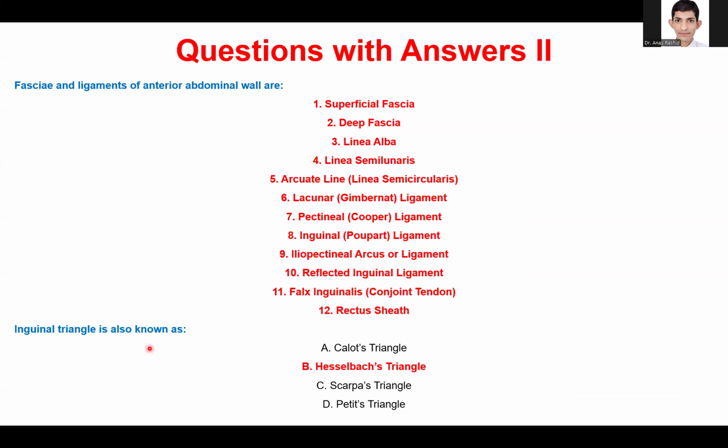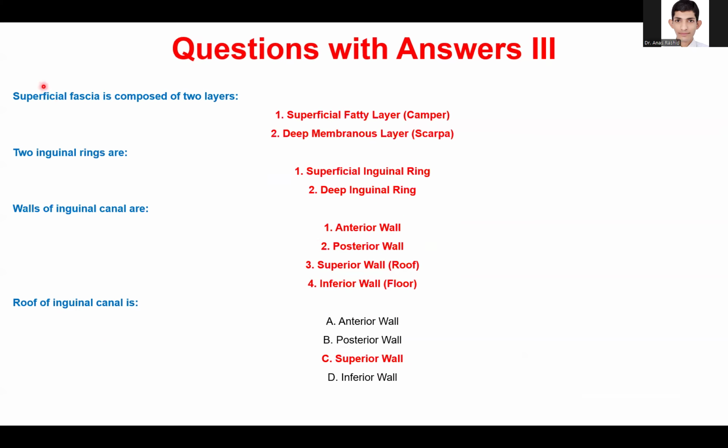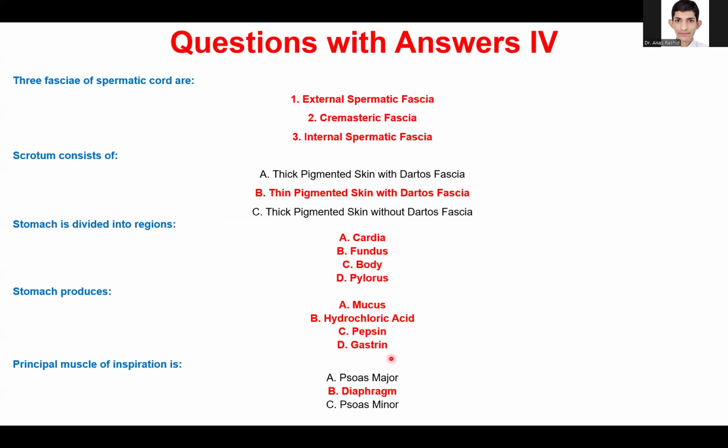The inguinal triangle is also known as Hesselbach triangle. Superficial fascia is composed of two layers: the superficial fatty layer, which is Camper's fascia, and the deep membranous layer, which is Scarpa's fascia. Two inguinal rings are the superficial inguinal ring and the deep inguinal ring. Walls of the inguinal canal are the anterior wall, posterior wall, superior wall, that is the roof, and inferior wall, that is the floor. The roof of the inguinal canal is the superior wall.